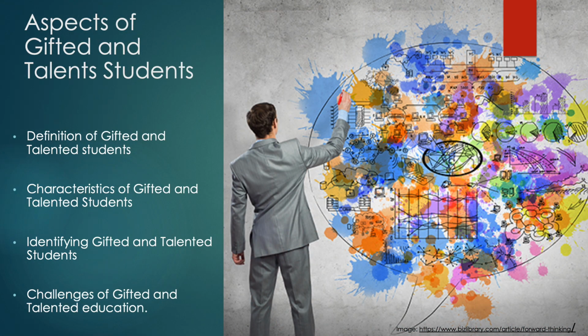Throughout this presentation, we are going to explore 4 areas of discussion around gifted and talented learners. These consist of: what exactly does gifted and talented refer to? The characteristics of gifted and talented learners, how to identify gifted and talented learners in a classroom, and challenges of gifted and talented contemporary education.